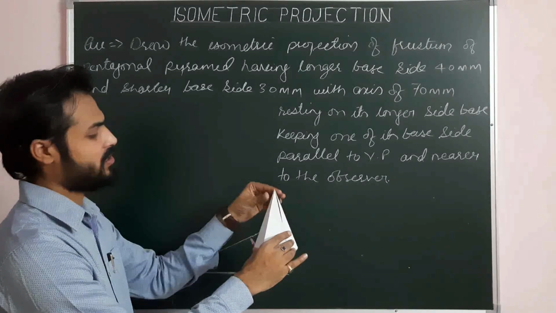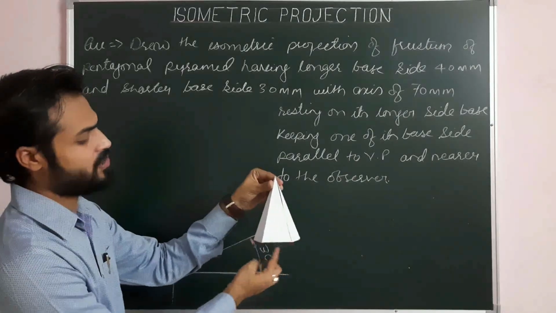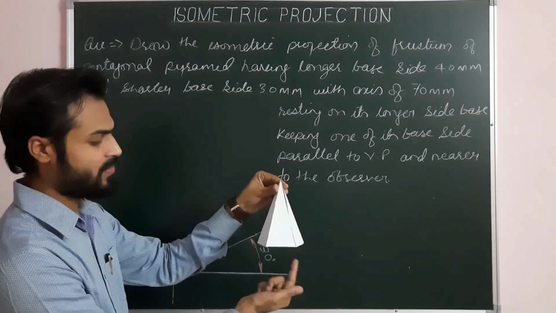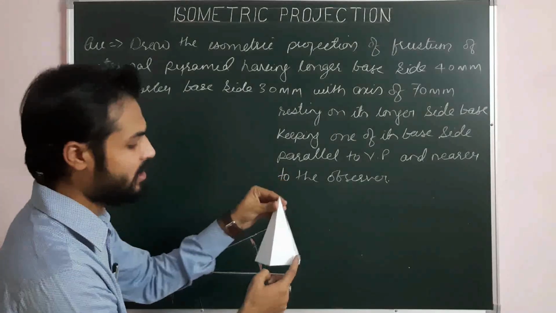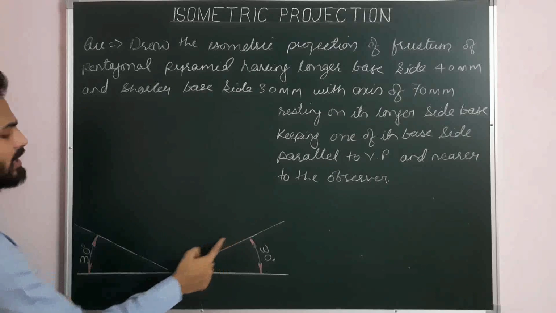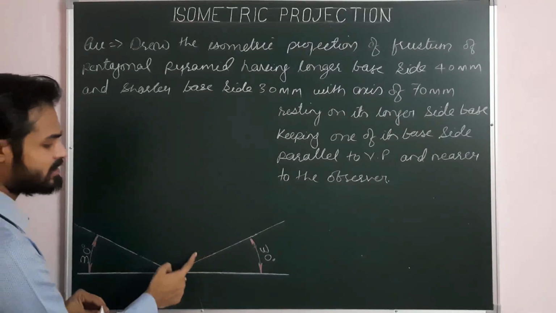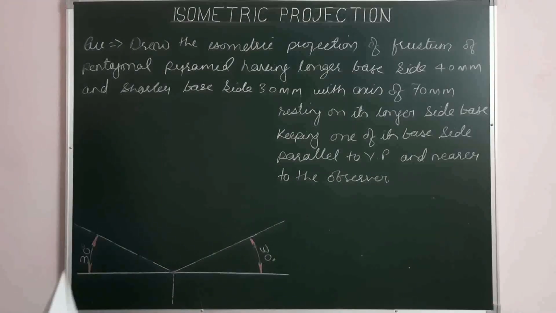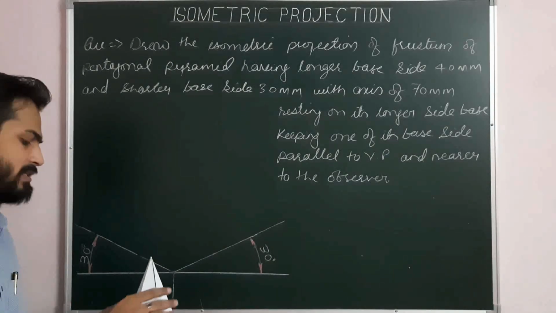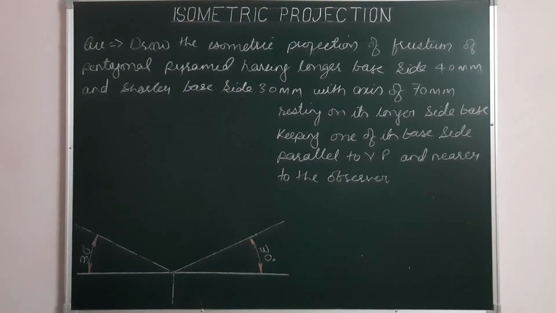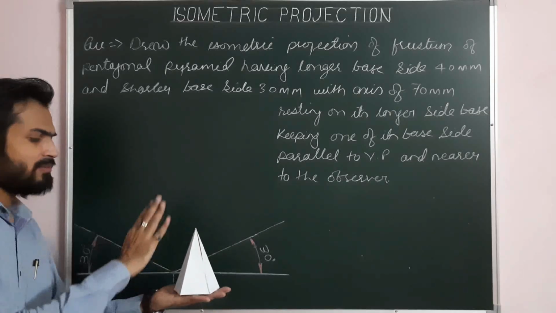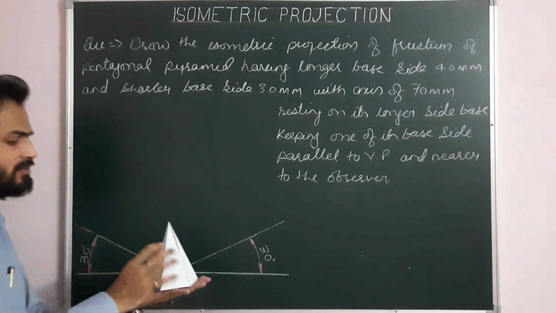Now for construction, first we have to start from its bottom base, or longer base. We will project this pentagonal base keeping the first base side parallel to the first isometric axis for this direction of observation. Then we have two methods for projection: first, the progressive construction method, and second, the extraction method. For this problem we are going to use the progressive construction method.